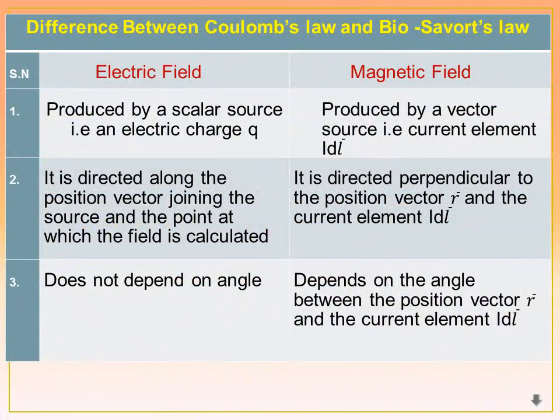In Coulomb's law, the electric field is directed along the position vector joining the source and the point at which the field is calculated. While in Biot-Savart law, the magnetic field is directed perpendicular to the position vector R and the current element IDL vector. In Coulomb's law, the electric field does not depend on angle, but in the Biot-Savart law, the magnetic field depends on the angle between the position vector R cap and the current element IDL, which we saw in the picture I showed before.